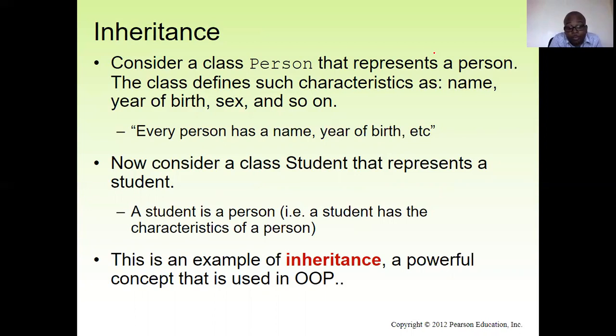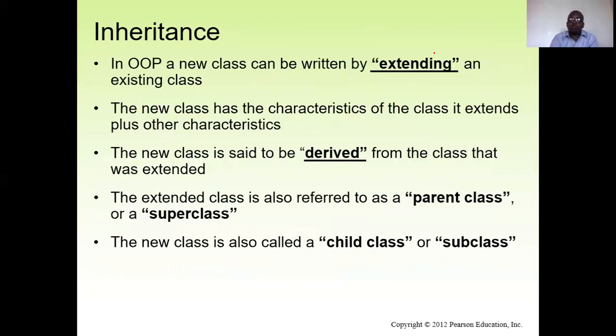Now consider a student, right? Who is a person, right? That student will have all the things that are provided for in a person, but they might have additional things about them that distinguish them as a student, yes? Now, this is an example of inheritance, and we're going to explore more of that.